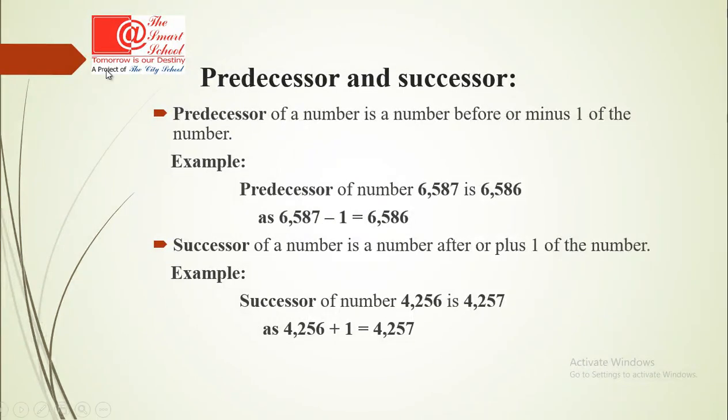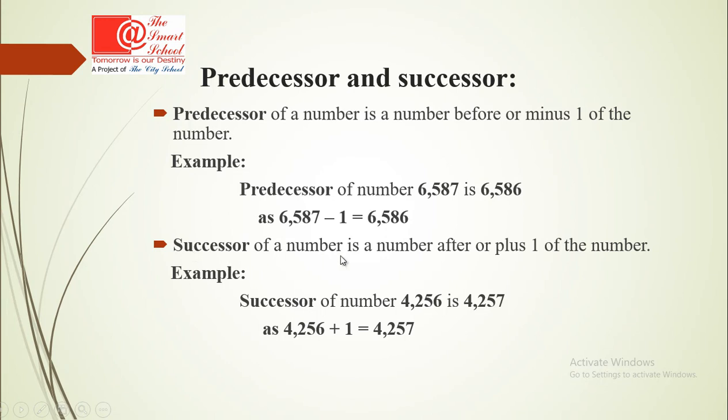Now, predecessor and successor. You learned these words in previous classes, and now we will revise them. The predecessor of a number is the number before it, or minus 1 of the number. For example, the predecessor of 6587 is 6586. So what we did over here, we just subtracted 1 from the number, so we got the predecessor.